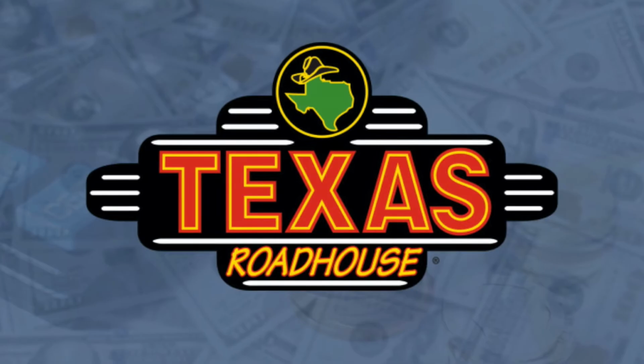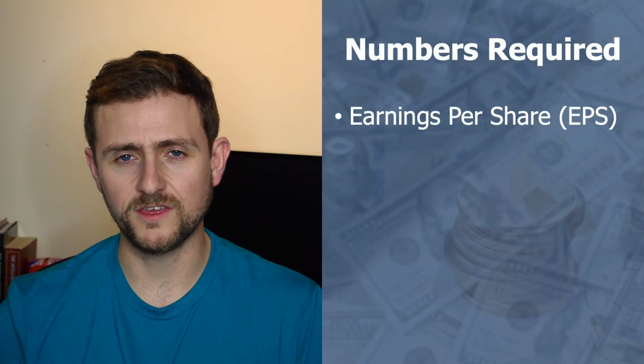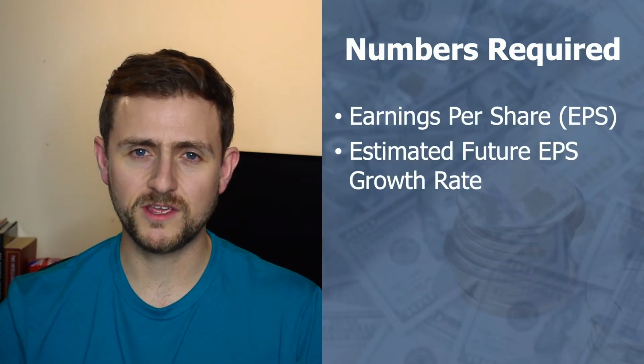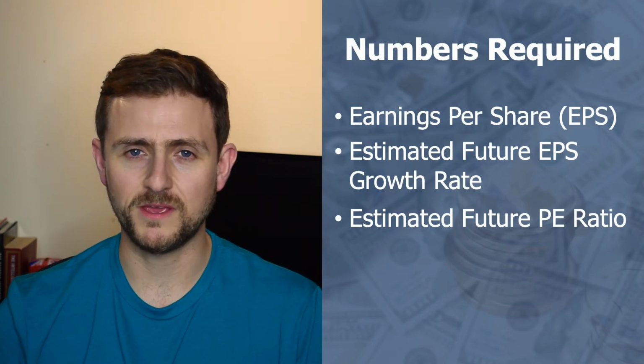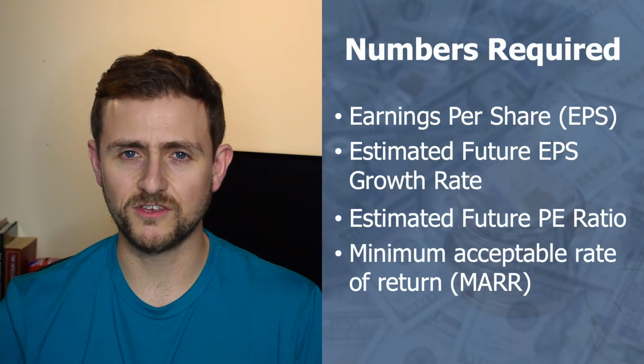In order to make the calculation, we need to use 4 different numbers. First we need to look at the earnings per share, or the EPS. Then we need to establish a future growth rate. After that, we need to estimate the future PE ratio. Then we outline our minimum acceptable rate of return, which is 15%. We keep this the same for everything. So let's look at the EPS here.